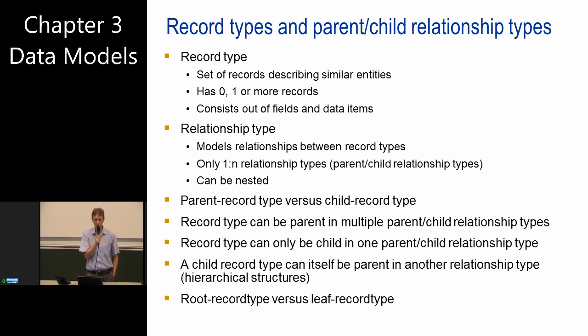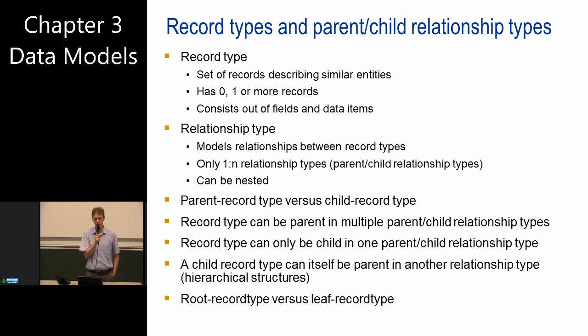Of course, we're going to model in terms of record types. We're not going to look at individual records. As we build our data model, the data model will be built at the level of the record type. So a record type is a set of records describing similar entities, and it's going to have 0, 1 or more records, and it's going to have fields and data items. For students, that could be student number, student name, birth date, gender, email address, and so on. These are what we refer to as fields or data items.